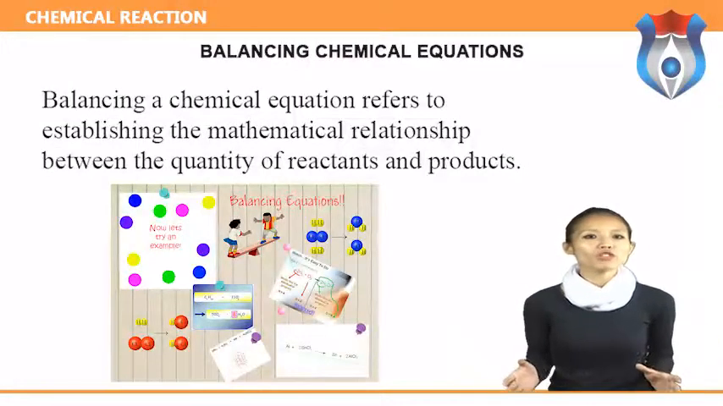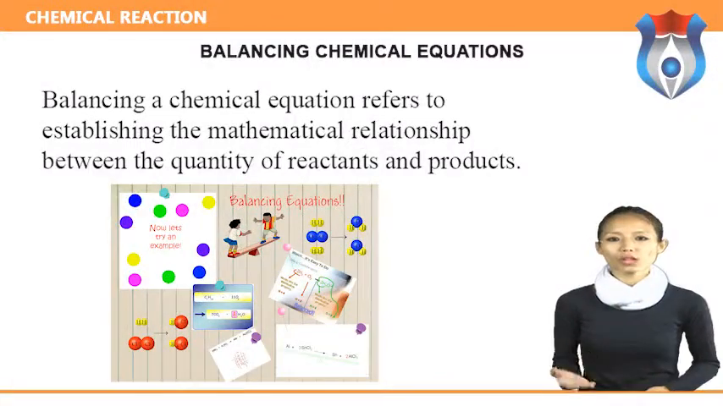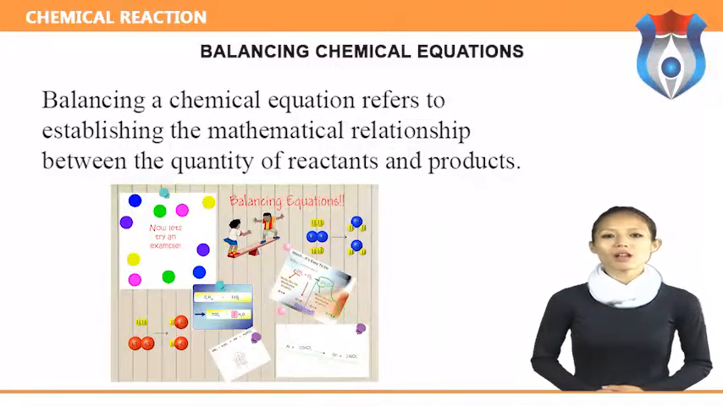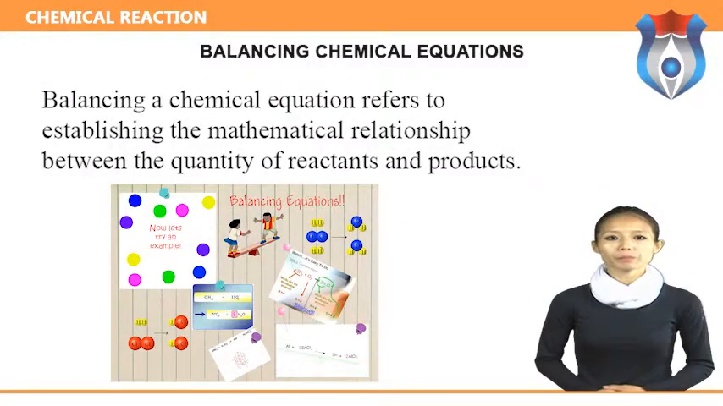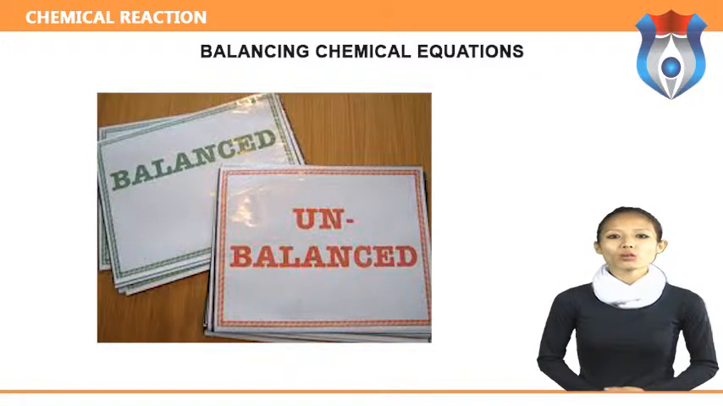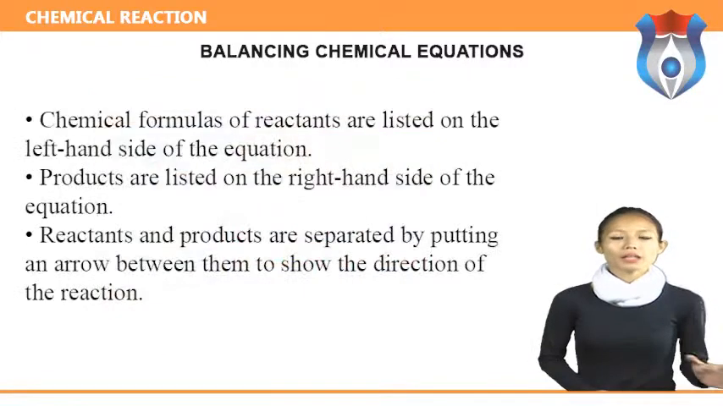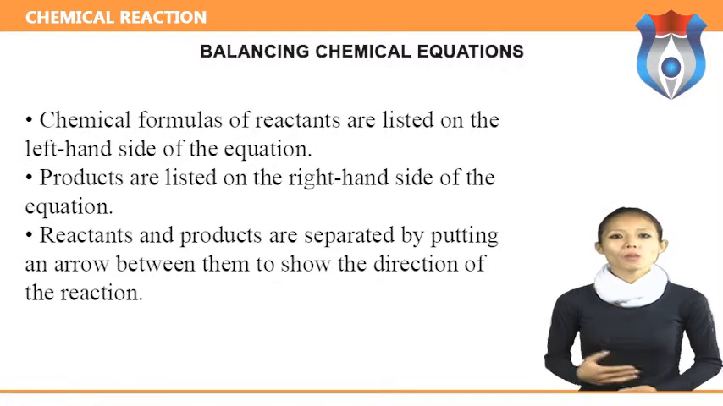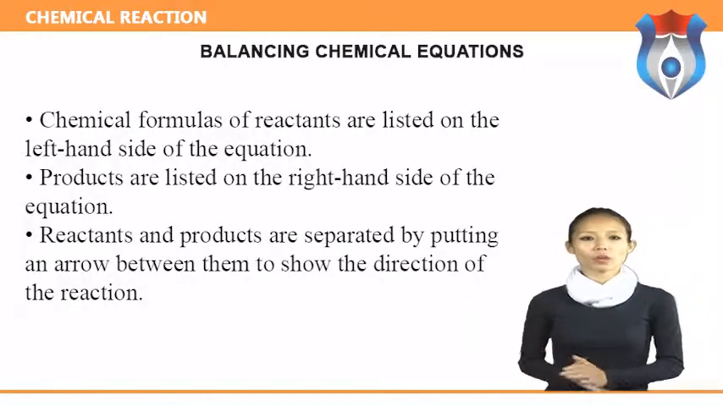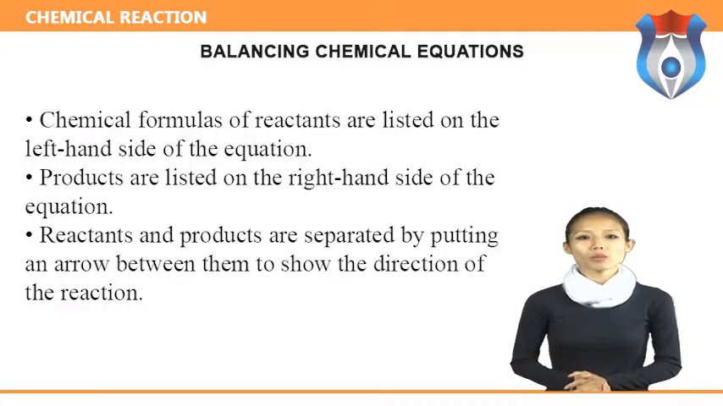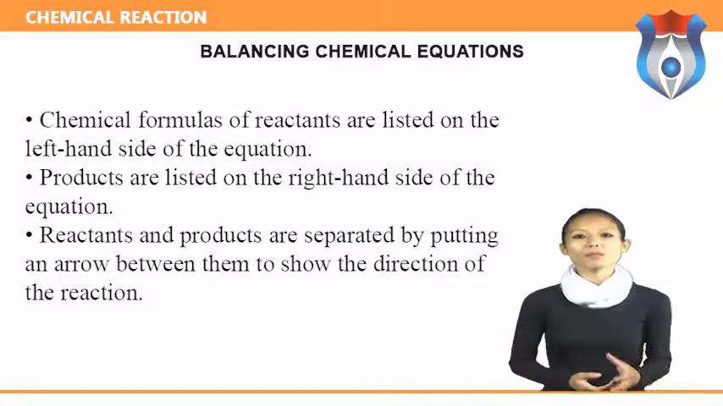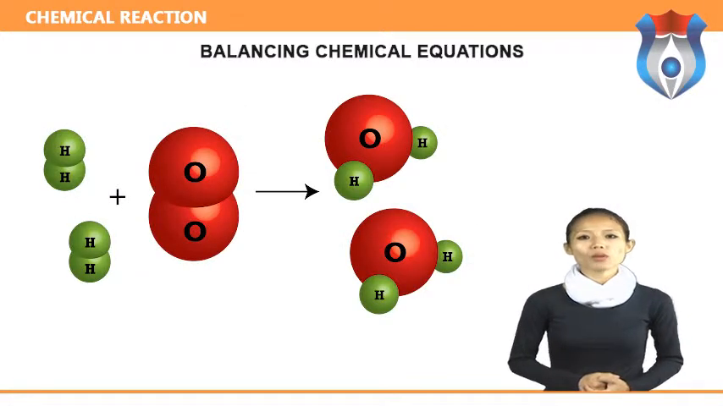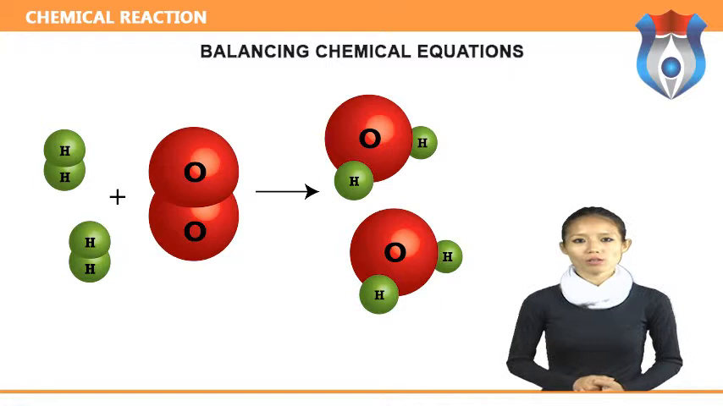Balancing a chemical equation refers to establishing the mathematical relationship between the quantity of reactants and products. The quantities are expressed as grams or moles. There are essentially three steps to the process. Chemical formulas of reactants are listed on the left hand side of the equation. Products are listed on the right hand side of the equation. Reactants and products are separated by putting an arrow between them to show the direction of the reaction. Reactions at equilibrium will have arrows facing both directions.